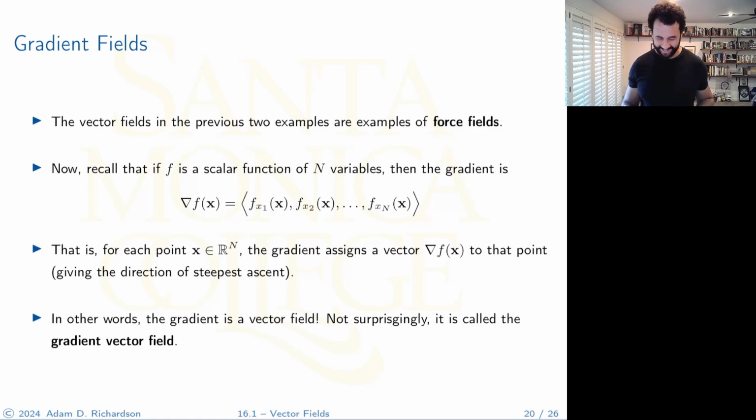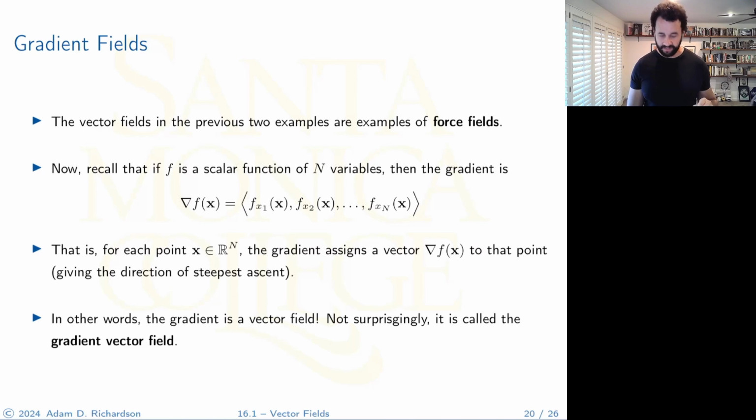That's the basic idea. Now recall if f is a scalar function of n variables, then the gradient is a vector of all the partial derivatives. So the gradient of f is a vector of all of the partial derivatives evaluated at all of the points, right? In other words, for each point x in n-dimensional space, the gradient is assigning a vector called del f, or gradient f, to that point.